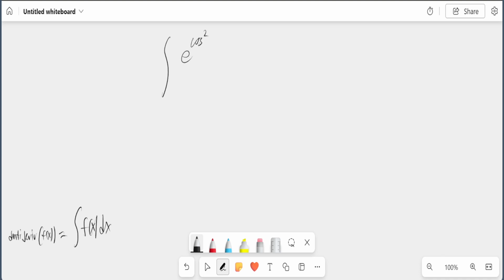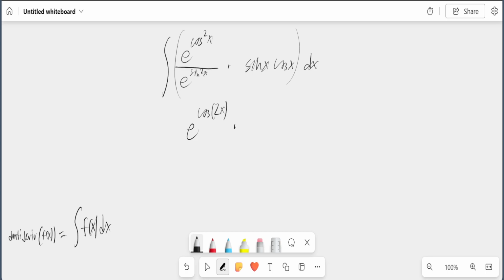e to the cosine squared x over e to the sine squared x times. Since you have e to the cosine squared divided by e to the sine squared, my mind's already thinking of e to the cosine squared minus sine squared. Uh-huh. So then you get e to the cosine 2x. Yeah. Yep.